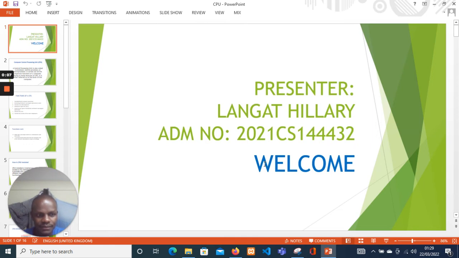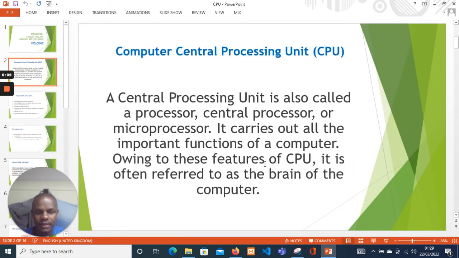I'm Lagat Hillary. So we are going to see about the computer central processing unit, also known as the CPU. The CPU is also given the name processor. We have another name, central processor or microprocessor. So it carries out all the important functions of a computer. Owing to these features of the CPU, it is also referred to as the brain of the computer.